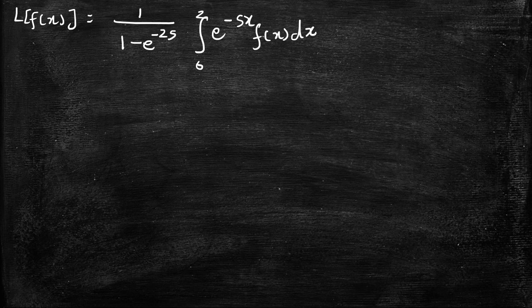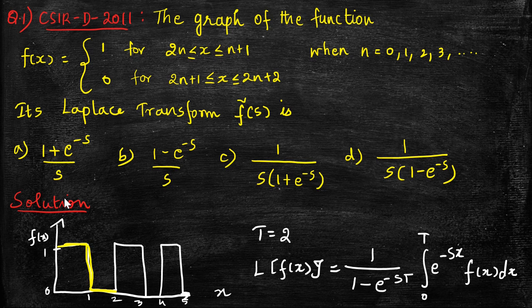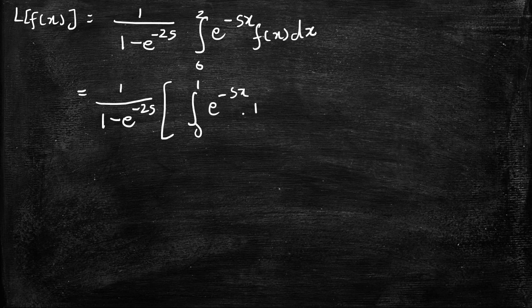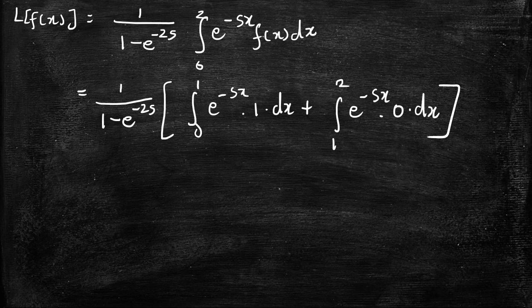Now we know that in this graph you can see that from 0 to 1 our function is high, that is 1, and from 1 to 2 the function is low, that is 0. So we are just going to substitute the limits and the function. So integral 0 to 1 e power minus sx into 1 into dx plus integral 1 to 2 e power minus sx into 0 into dx. So this is going to be 0, and we have to solve only this term, and on integrating you are going to get the same term over here with a minus sign.